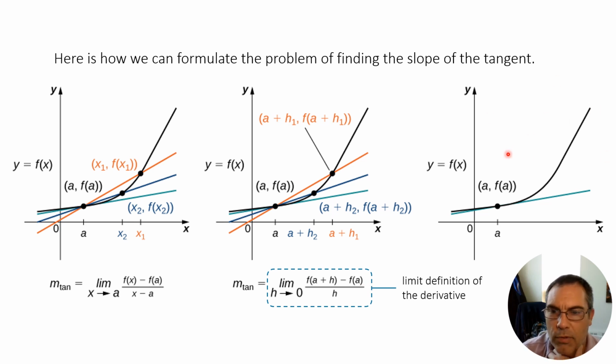Okay, and then the picture on the right is just a cleaned up version. You don't have the secant lines on it, you just have the function, and then you just have the tangent line, and that's ultimately what we're trying to find. What is the slope of the curve at any particular point?